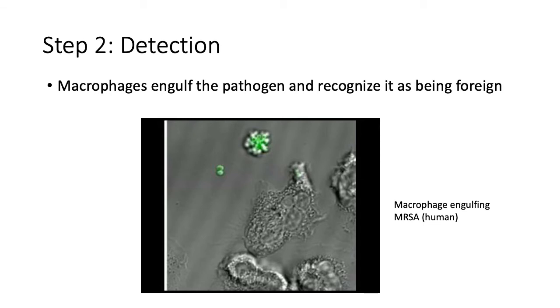So again, once the threat has been detected, this is when macrophages are going to engulf that pathogen. This video actually shows a macrophage in gray engulfing a MRSA bacterium, which is green, and it's then going to go on to present the antigens on that bacterium.